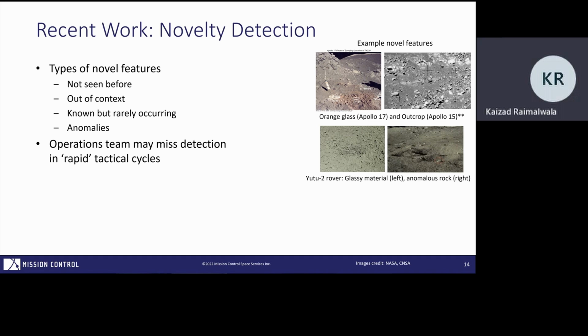This is a bit lower TRL, but essentially the idea here is to have a model that could pick out differences across a data set of images. So you might capture things that are not seen before, out of context, or anomalies otherwise. The goal is to pick these out so that operations teams have another handy tool. Otherwise, they may miss detecting this in very quick cycles. I've just given some examples on the right of features that we had picked out in our study.